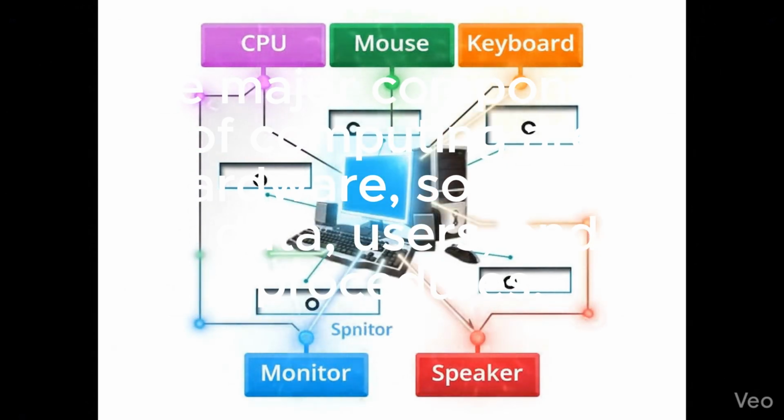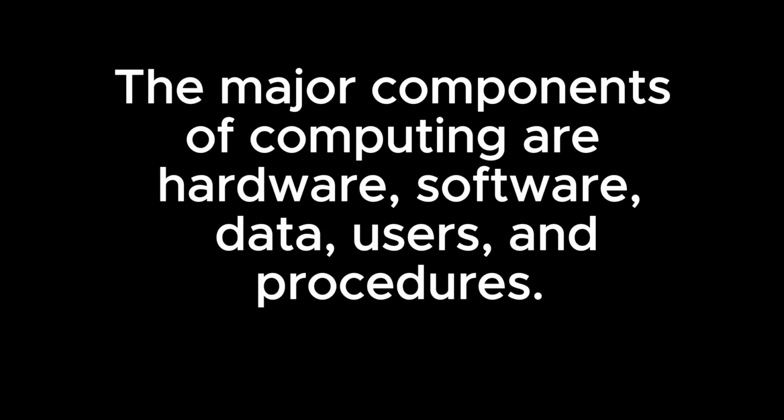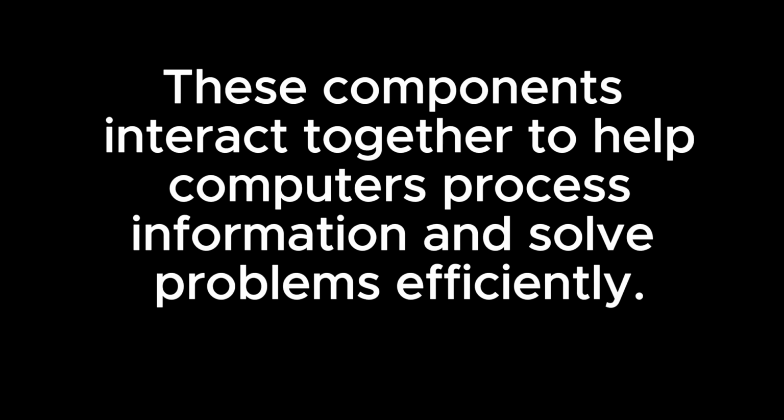The major components of computing are hardware, software, data, users, and procedures. These components interact together to help computers process information and solve problems efficiently. Understanding these components is essential because they form the foundation of computer systems and modern computing technology.